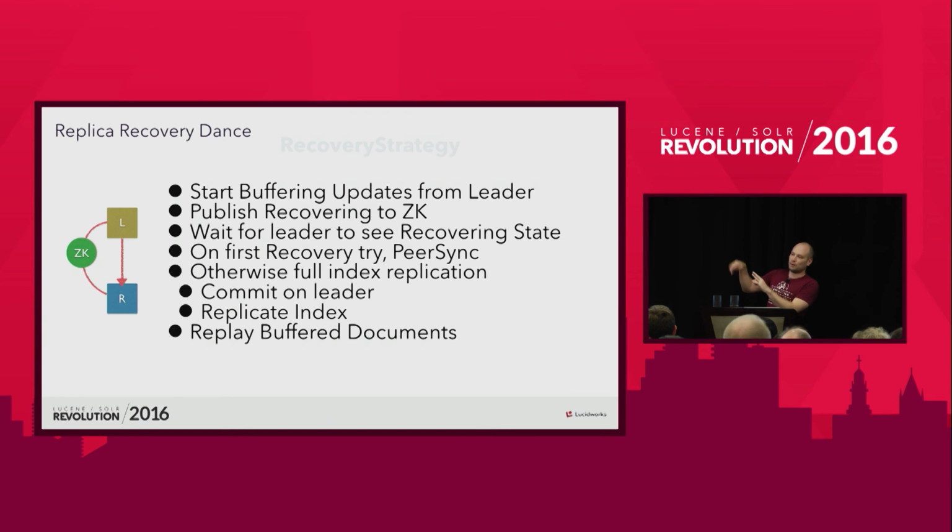The couple that might overlap will basically be a no-op, and then it will replay the rest until it catches up. Once it's replayed all those documents, it's actually caught up with the leader. It's going to publish active. Now other searchers will see it, and they'll be able to start searching it. Everything's in sync. It's kind of like a simplified version of that.